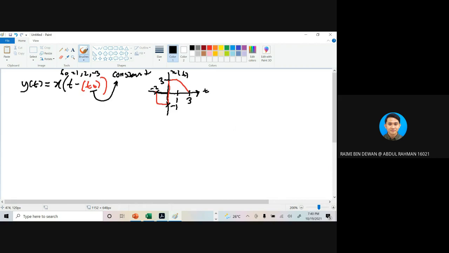Now we will consider two cases. Let me use a more colorful representation so it'll be attractive. We have two conditions to see here. We consider the first case, where t naught is a positive number. So what happens if your t naught is positive?